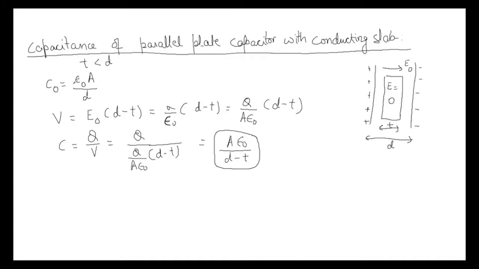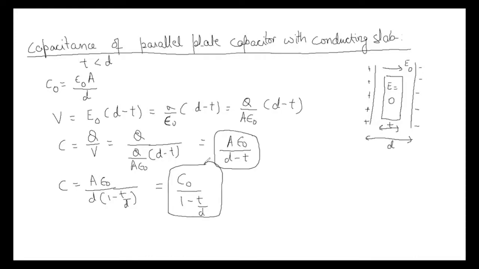This can be written in terms of C naught. So the capacitance when the conducting slab is inserted can also be written as A epsilon naught, taking D common inside the bracket, upon D into 1 minus T upon D. Now this A epsilon naught upon D is C naught, that is the capacitance with air between the plates. So this can be written as C naught upon 1 minus T upon D. So this is the expression of the capacitance of a parallel plate capacitor in terms of C naught when the conducting slab is inserted, or in terms of area it can be written as A epsilon naught upon D minus T.